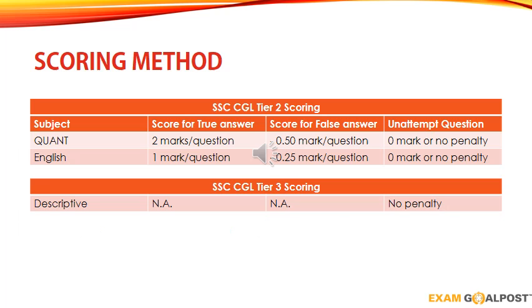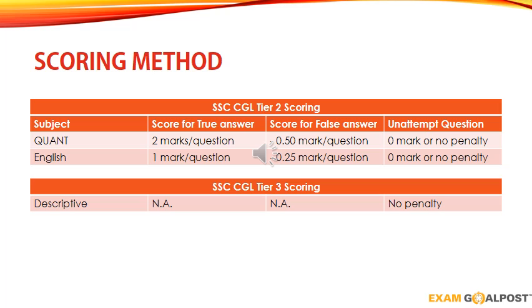Now moving ahead, let us discuss the scoring methodology of the Tier 2 and 3 exams. The scoring strategy remains unchanged from that of previous year. The table appearing on the screen shows the scoring criteria. So in quantitative ability, every question carries 2 marks. Every incorrect answer will take away 0.5 mark, and unattempted questions do not attract any penalty.